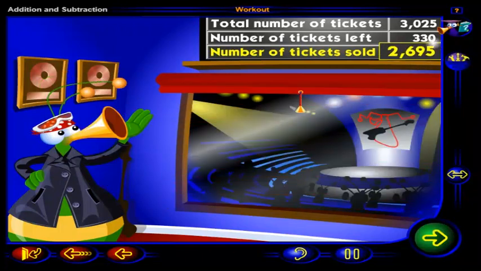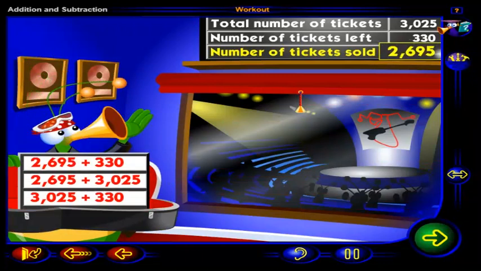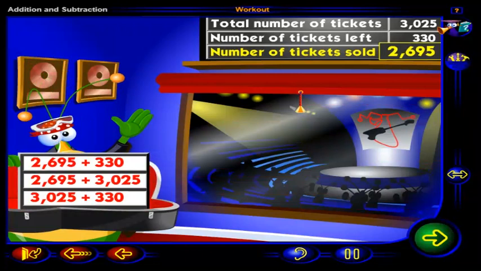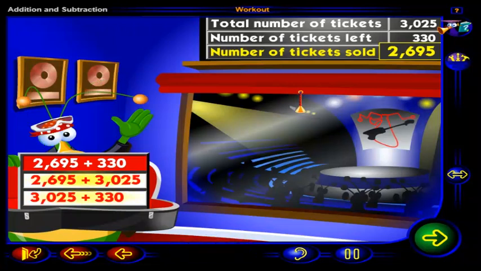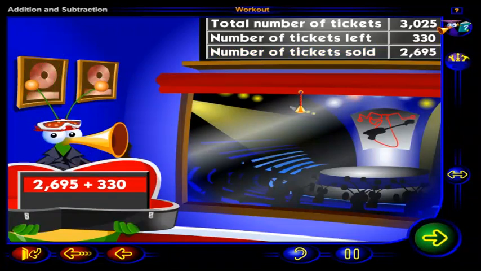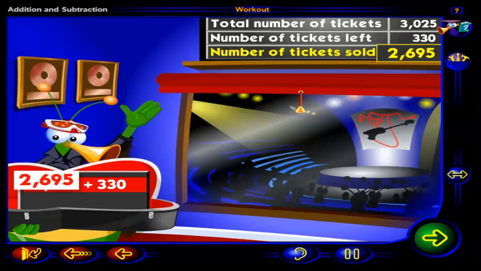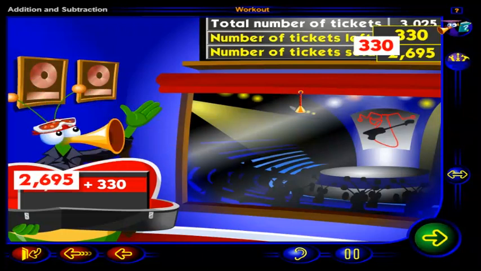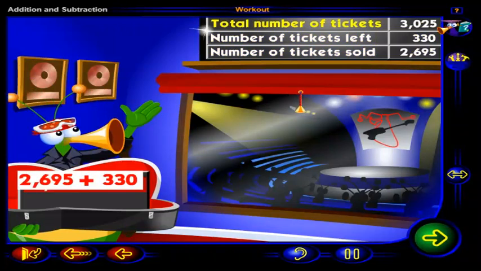Let's check that this difference is correct. Which addition can you use to check the difference? Click on your answer, and when you're done, click OK. That's it. This is the correct addition. You can check that the difference is correct by adding the number of tickets that were sold, 2,695, to the number of tickets that were left, 330. When you add these numbers, you should get the total number of tickets, 3,025.